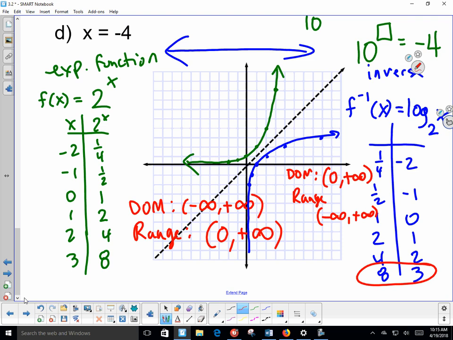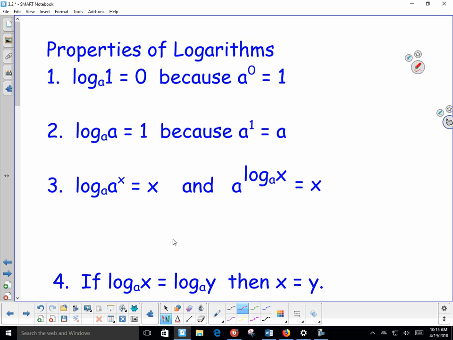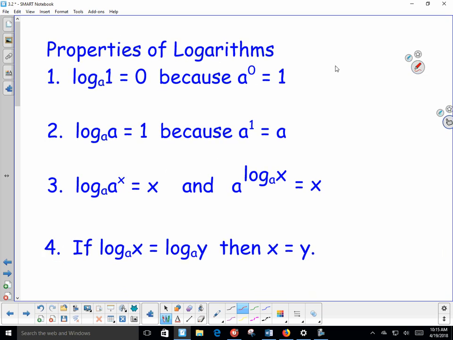Grace? Will 1, 0 always be a coordinate on a log function? Yes, log to the base anything of 1 is going to be equal to 0. As a matter of fact, that's a great segue into our properties of logarithms. So here are our properties. Are these on your gift? Probably not. No. Okay, so log to the base a of 1 is going to equal 0 all the time. This is just what Grace was asking about. And that's because a raised to the 0 is going to always equal 1.